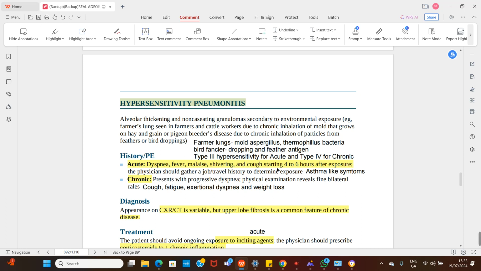Within hours of exposure to all these antigens, a type 3 hypersensitivity setting occurs, in which the antigen combines with antibodies in the person and starts provoking an inflammatory response, leading to fever, malaise, generally fever that looks like asthma.